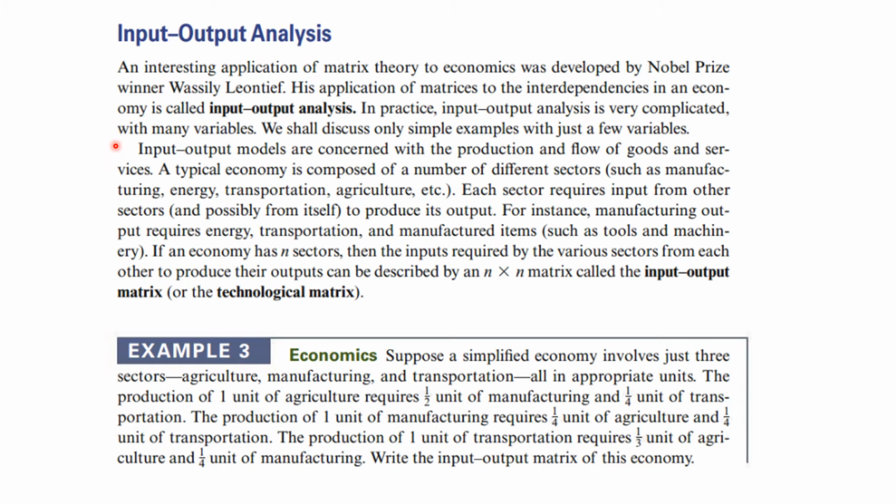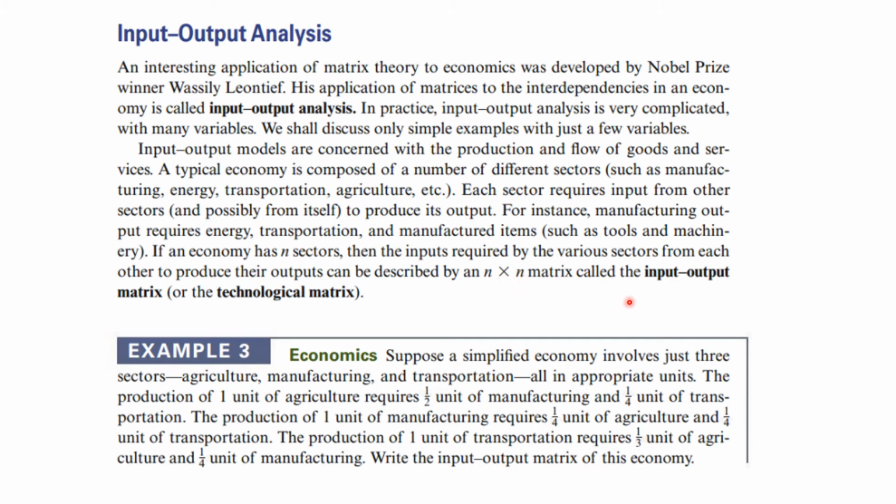Input-output models are concerned with the production and flow of goods and services. A typical economy is composed of a number of different sectors, such as manufacturing, energy, transportation, agriculture, etc. Each sector requires input from other sectors. You might say, well, I run a bank. Well, you still need to eat, so you need something from agriculture, for example. And agriculture needs to borrow money from the bank, and so forth.